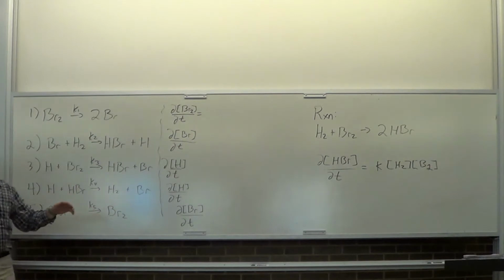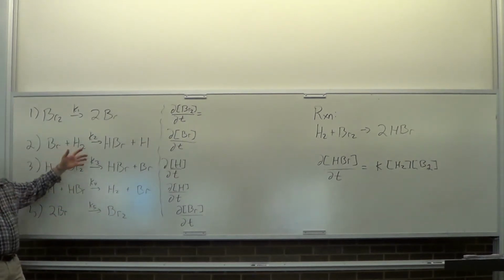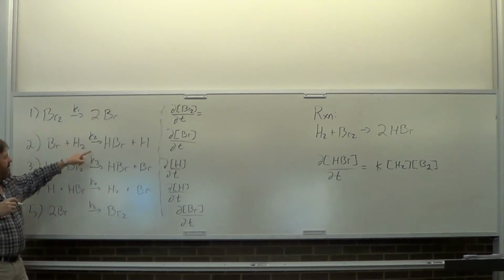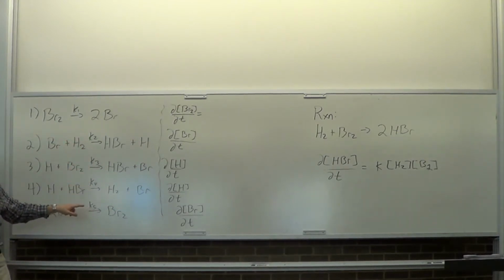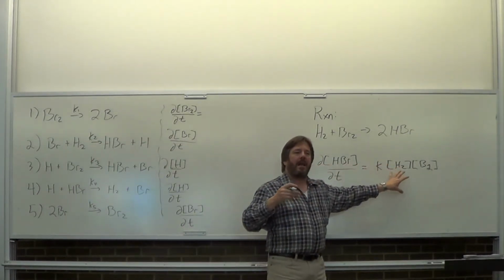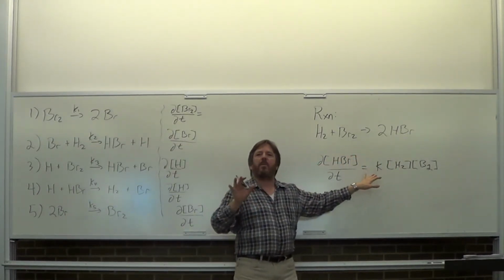Now, one way to know when I'm giving you mechanisms is that I put little K's, right? That's how you know you're really seeing the reaction mechanism. But I also made another mistake. I would say this was the mechanism. What did I do wrong?